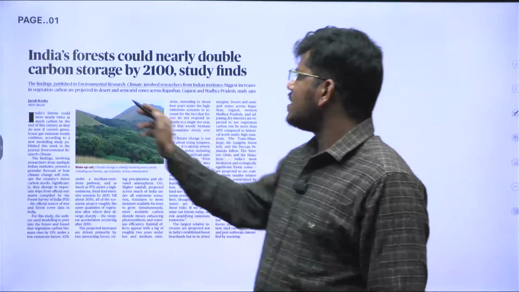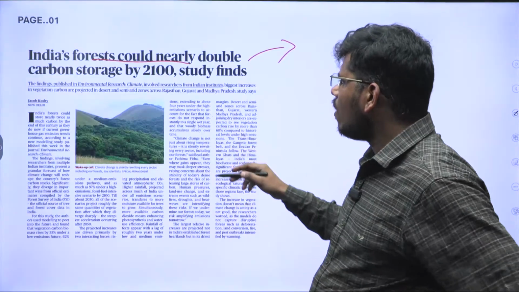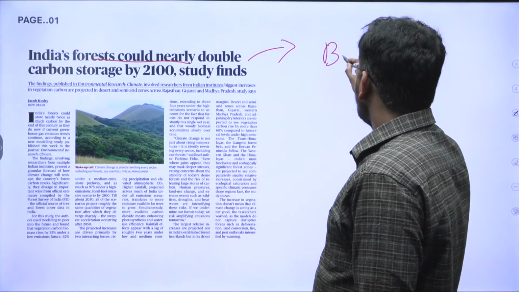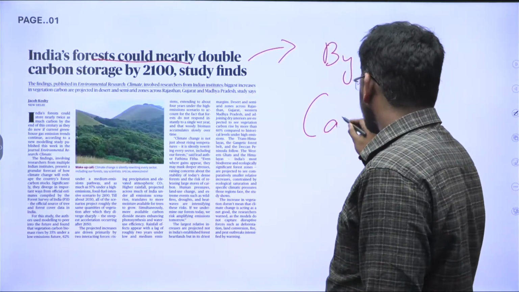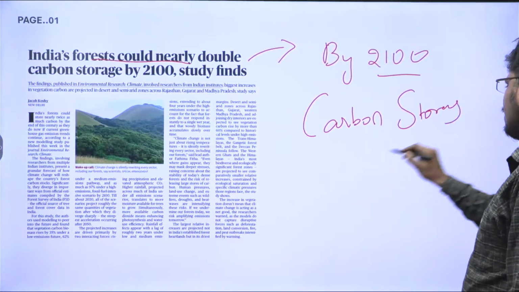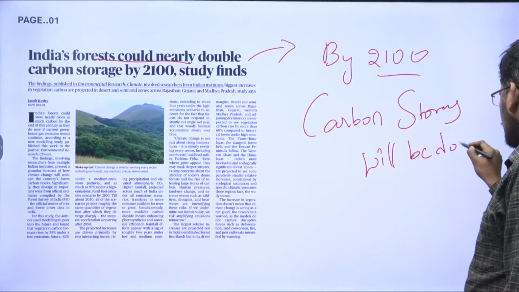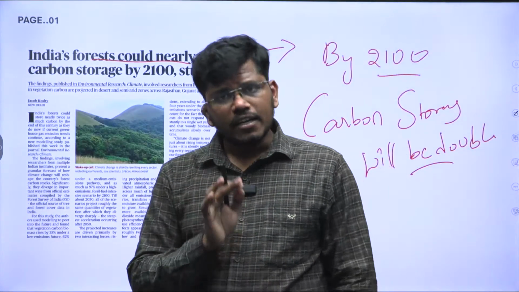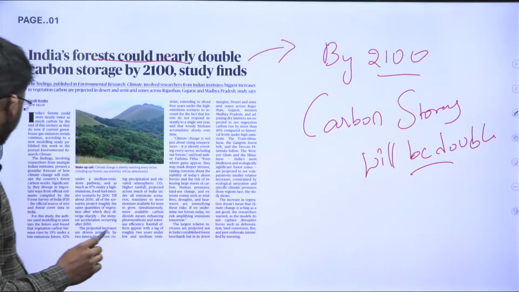So the next article will see that Indian forests could nearly double the carbon storage. What the author is clearly telling is that by 2100, the carbon storage will double. Is it a good thing or a bad thing? Yeah, it is a good thing, but it also brings some consequences, as he mentions here clearly.